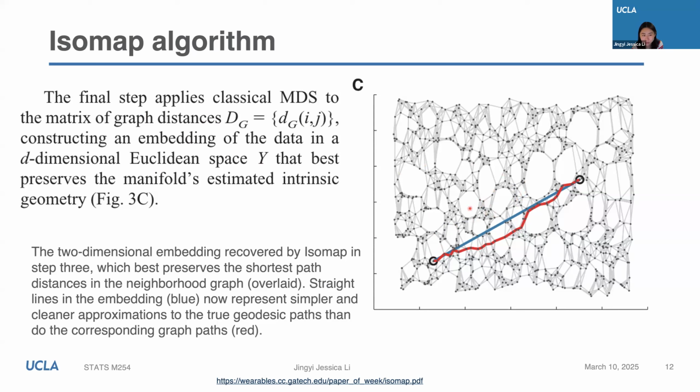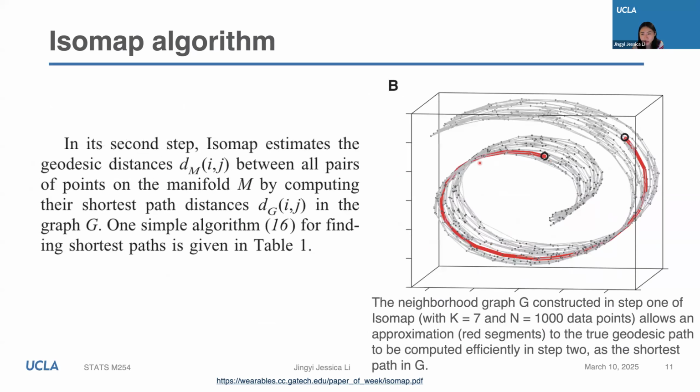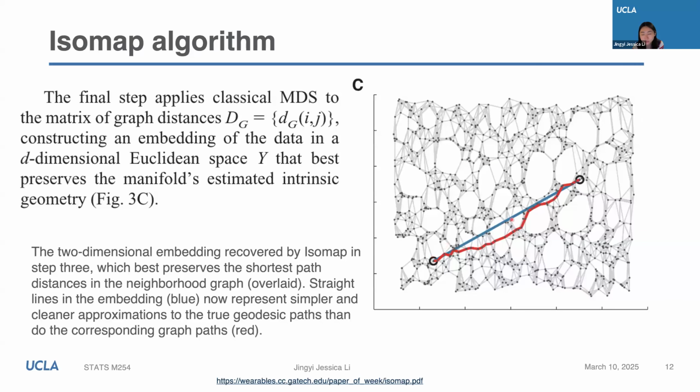Okay, so this is the example output by Isomap. It's a two-dimensional embedding recovered by Isomap in step 3, which best preserves the shortest path distance in the neighborhood graph. So basically, you're showing the nodes in 2D, and the red path still reflects this red path, okay? Because we have these points, and we can connect them. And this blue thing is the 2D Euclidean distance. And the idea is just to argue that the 2D Euclidean distance will approximate the graph distance we obtained on the manifold.